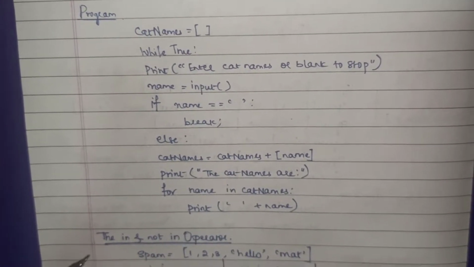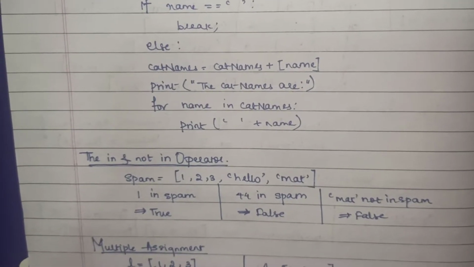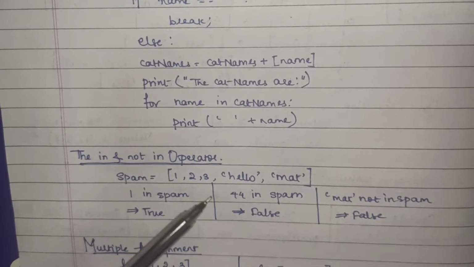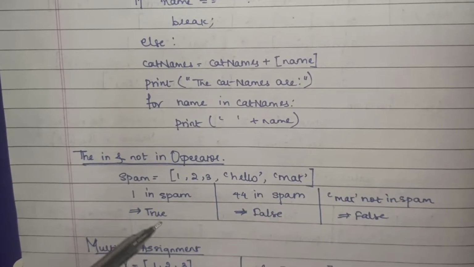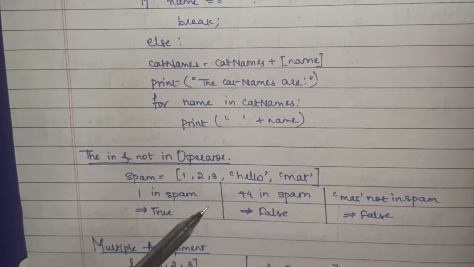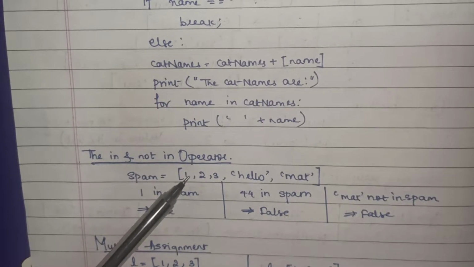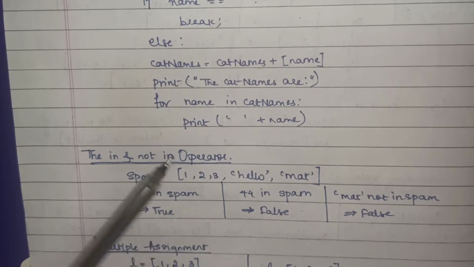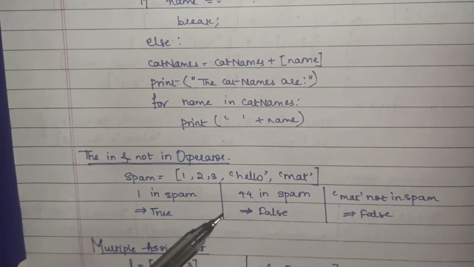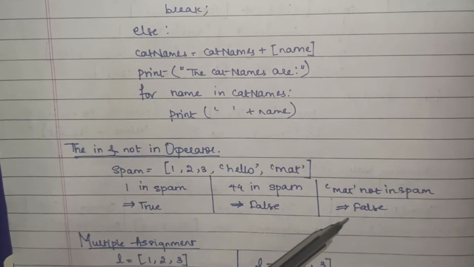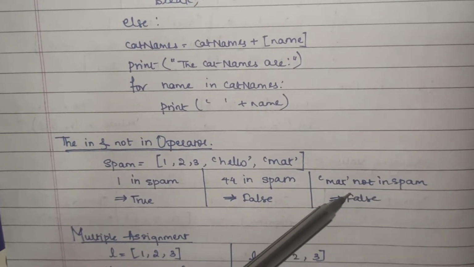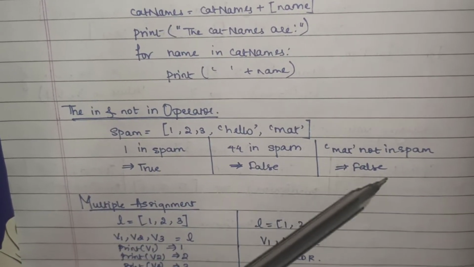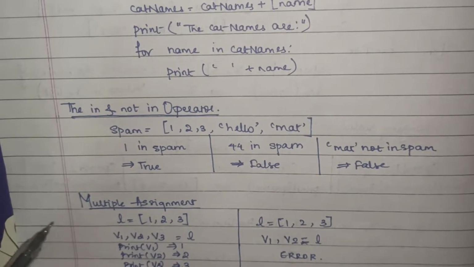Next we'll go to the in and not in operators, which you saw in the last program. Here you have a list, and suppose you ask 1 in spam. If that element is present in spam, yes, it is present, so the boolean value True is returned. Suppose you ask 44 in spam and it is not present in the list, so it will return False. And for not in spam, the not in operator is used: it is not in spam, but it is already present in spam, so it returns False. So that is about the in and not in operators.